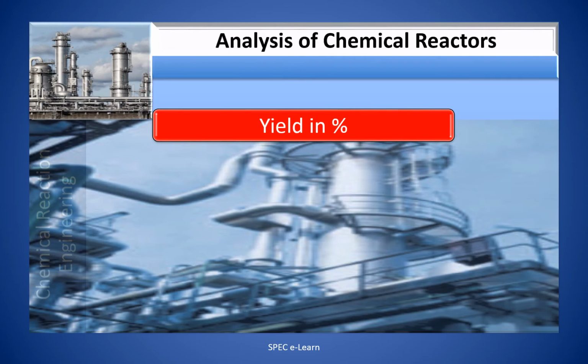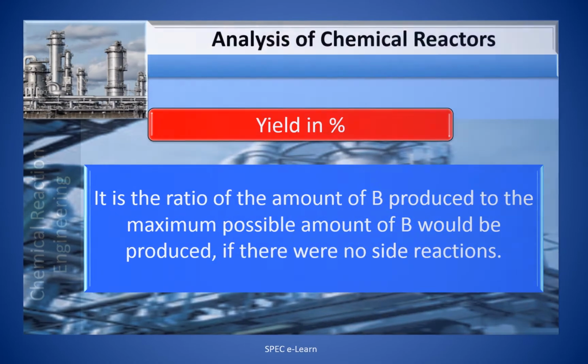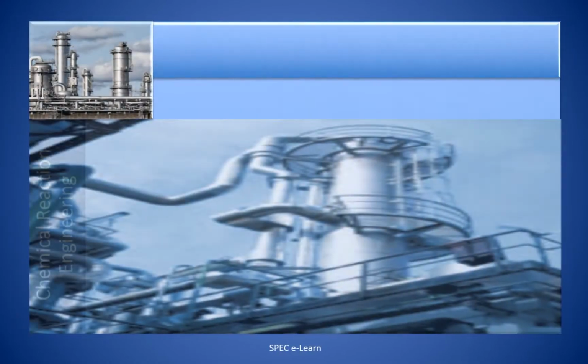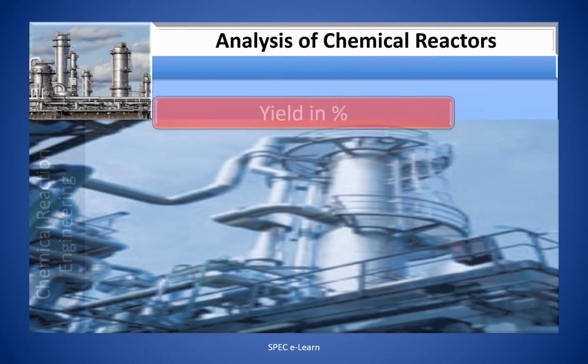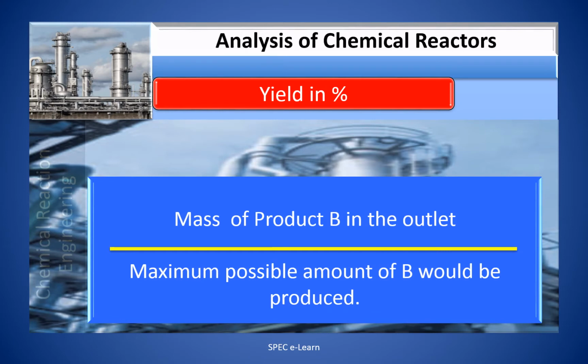The third important performance metric in analyzing reactor performance is yield. Yield is the ratio of the amount of product B produced to the maximum possible amount of product B that would be produced if there were no side reactions. So yield is given by mass of product B in the outlet divided by the maximum possible amount of B that would be produced if there were no side reactions.